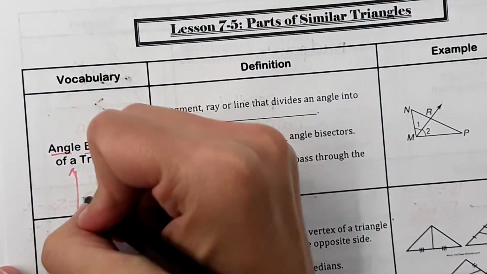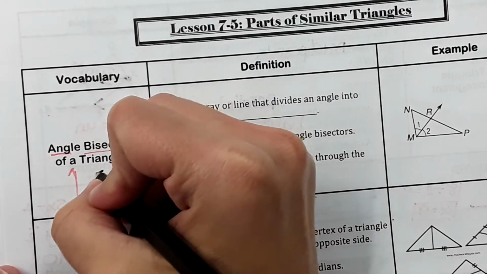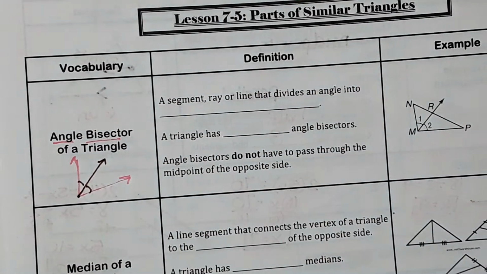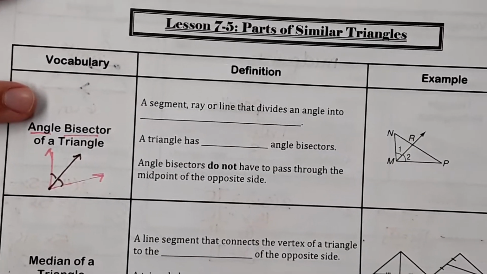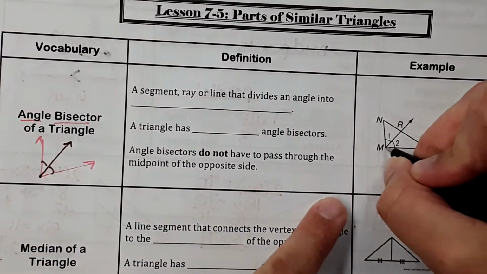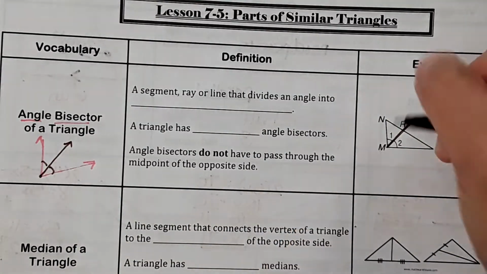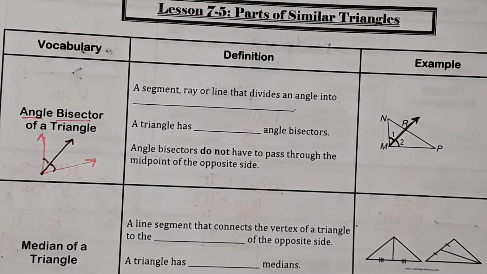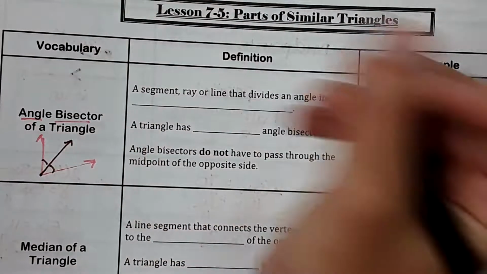and there's a ray or a line that bisects that angle, and it's the same measure on both sides. That's an angle bisector. An angle bisector of a triangle is what we have here, where it takes one of the angles and there's a ray that bisects that angle and it's the same measure on both sides. So it's a segment, ray, or line that divides an angle into two equal parts.